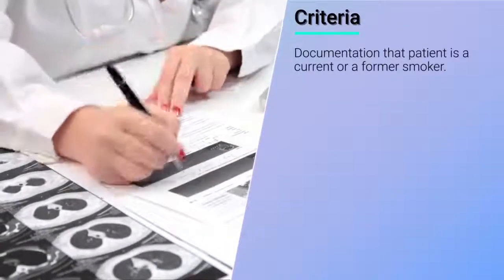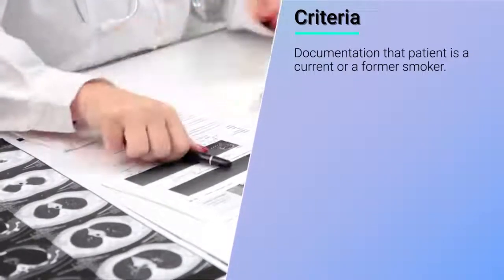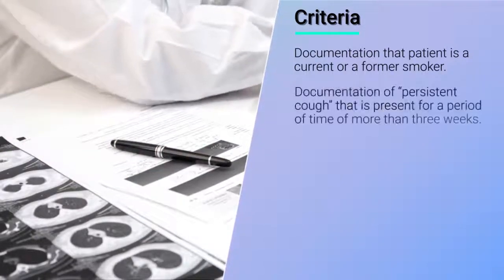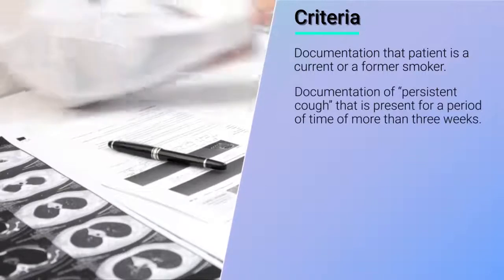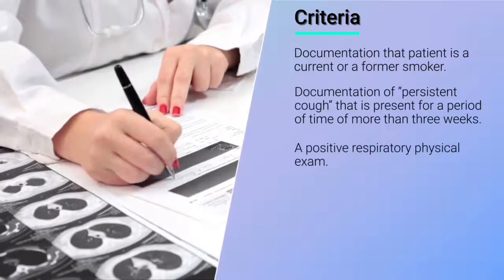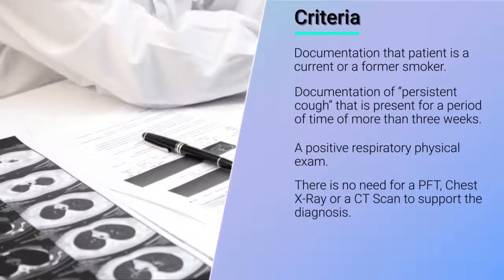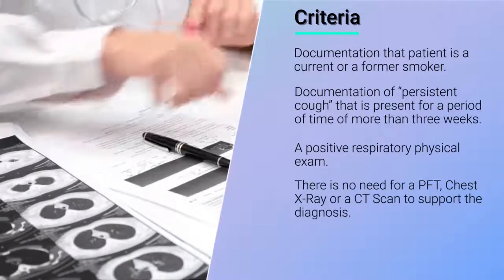The main criteria for the documentation of chronic simple bronchitis and smoker's cough include a note indicating whether the patient is a current or a former smoker, a documentation of persistent cough that is present for a period of more than 3 weeks, and a positive respiratory physical exam. There is no need for a PFT, chest X-ray, or a CT scan to support the diagnosis.